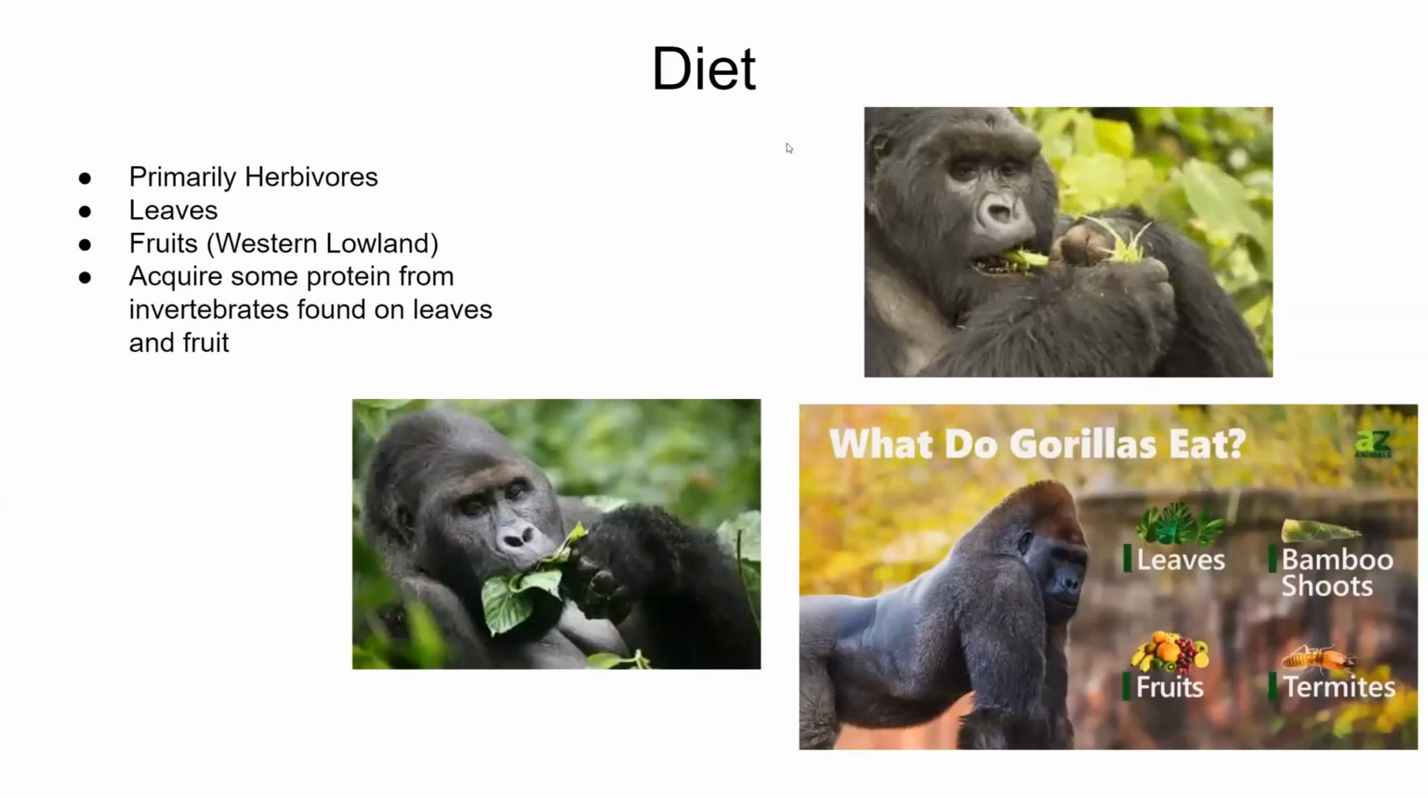In terms of diet, they're primarily herbivores. They eat leaves, fruits, and they acquire some protein from invertebrates found on leaves and fruit. So on the right hand side, on the top, you can see a gorilla eating a bamboo shoot. On the left hand side, you can see a gorilla eating leaves. So what the gorillas eat, you can see right here, they eat bamboo shoots, the invertebrates found on leaves and fruit. That could be ants, they could be termites, and they like to eat fleshy fruit.